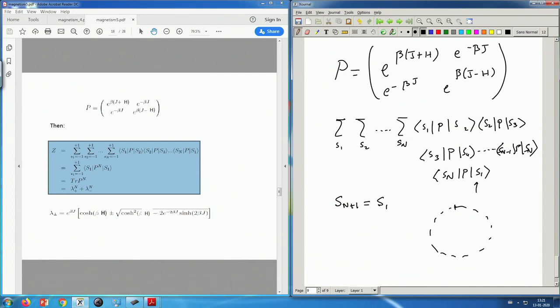So now the spins are like on a ring. This is the first spin, this is the nth spin, so this is n, this is 1, 2, 3 and so on, and n plus 1 is the same as 1. So this is like a ring now; the topology is a ring. This is the periodic boundary condition that we used in the Born-von Karman boundary condition as well. So this is just that periodic boundary condition put in here. This is PBC.